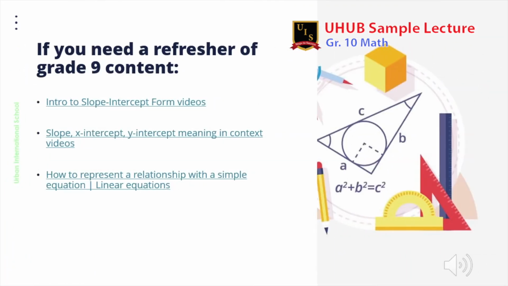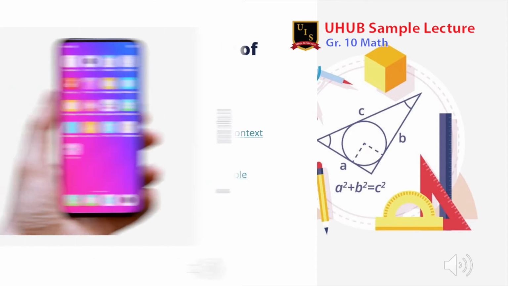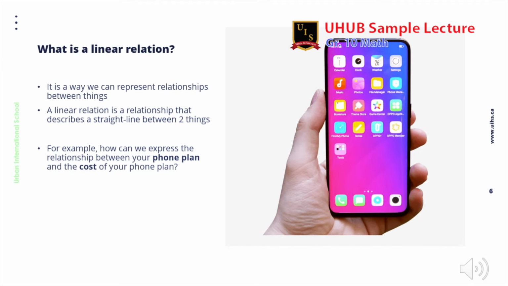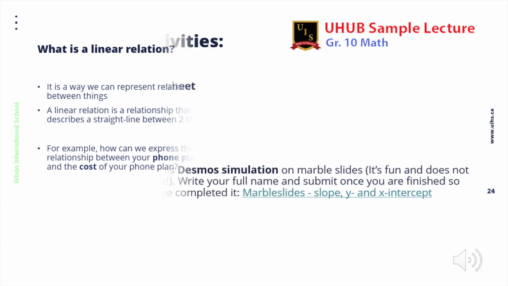Example: how to find slope-intercept form, how to find x-intercept, y-intercept, or how to represent a relationship with a simple equation. A linear relation is a relationship that describes a straight line between two things. For example, how can we express the relationship between your phone plan and the cost of your phone plans?